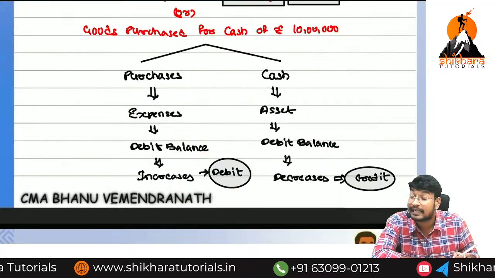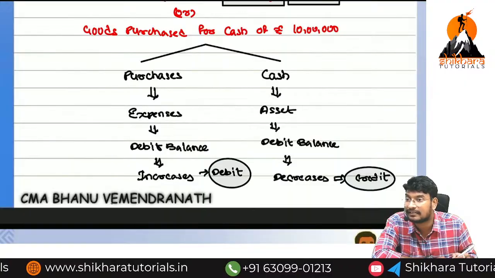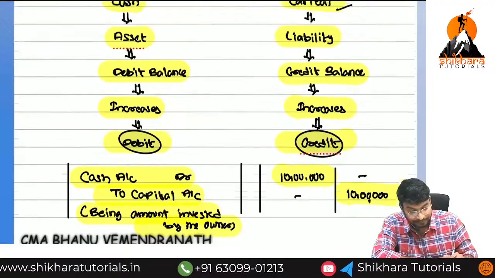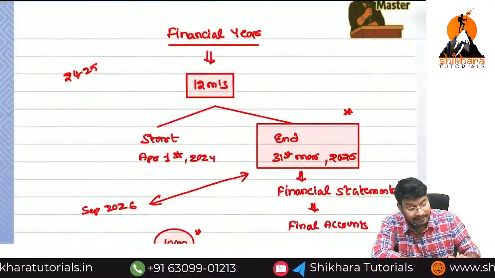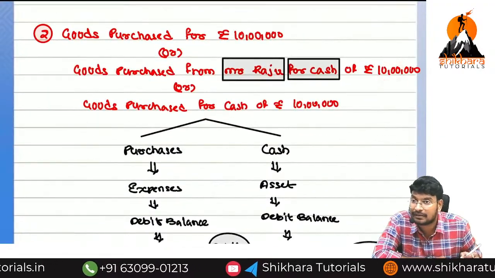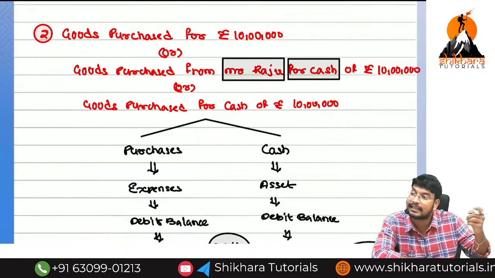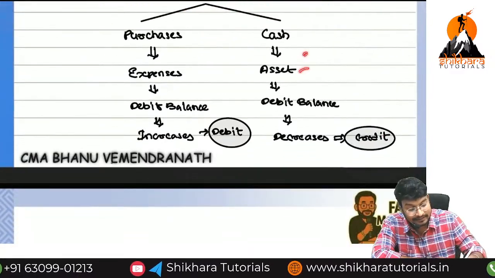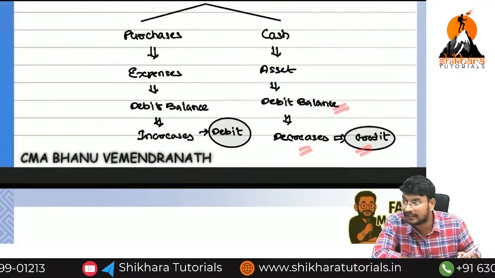Next, cash, an asset. Which balance? Debit balance. Does cash come in or go out? Goes out. That means the cash balance will decrease. Previously we had 10 lakhs of cash available. Now we are utilizing the total 10 lakhs for the purchase, so the cash balance will be 0. The cash value goes from 10 lakhs to 0, so it decreases. So cash, an asset, debit balance decreases. What do we need to do? Credit.